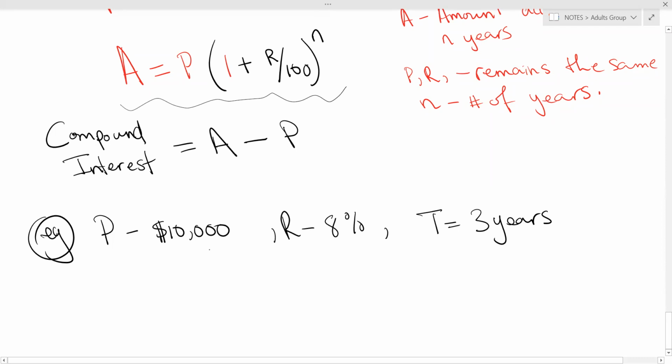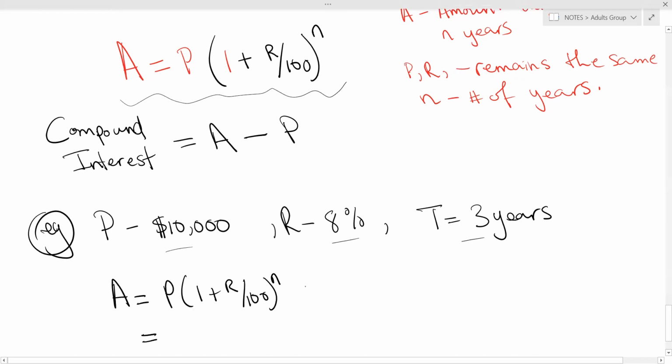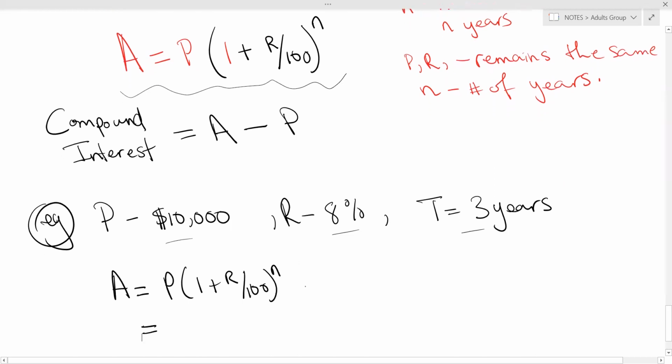Now, we did a simple interest question at the beginning, which had a principal of 10,000, a rate of 8%, and a time of 3 years. So now we're going to see the difference between compound interest and simple interest and how it's reinvested, right? So let's just work it out together. Our formula is A is equal to P, open brackets, 1 plus R over 100, all to the power of N. We are looking for compound interest, which is A minus P. And we have to find A first.